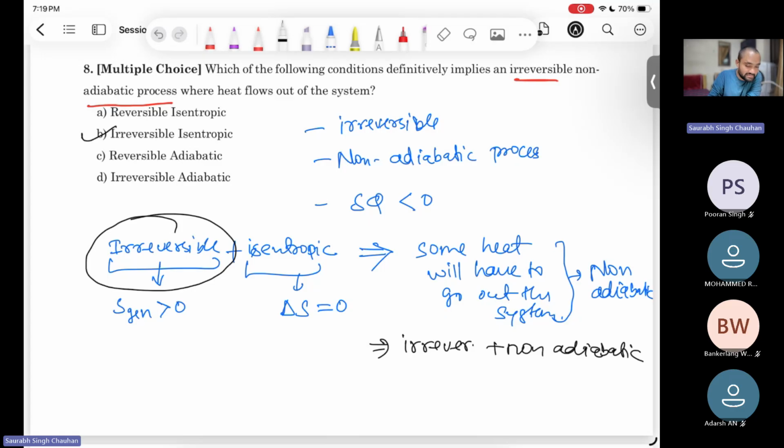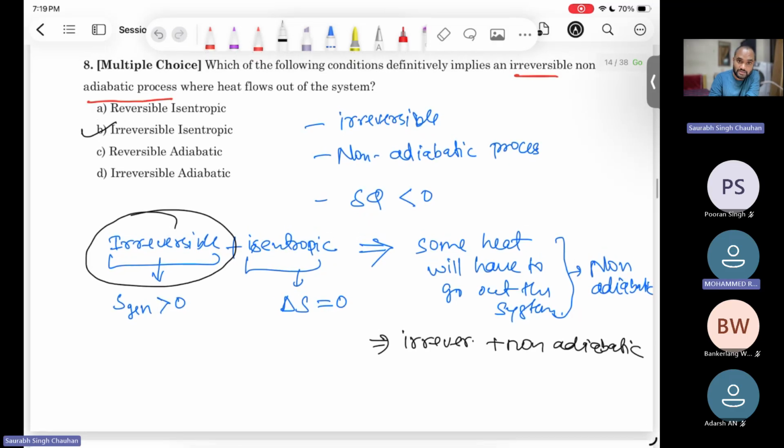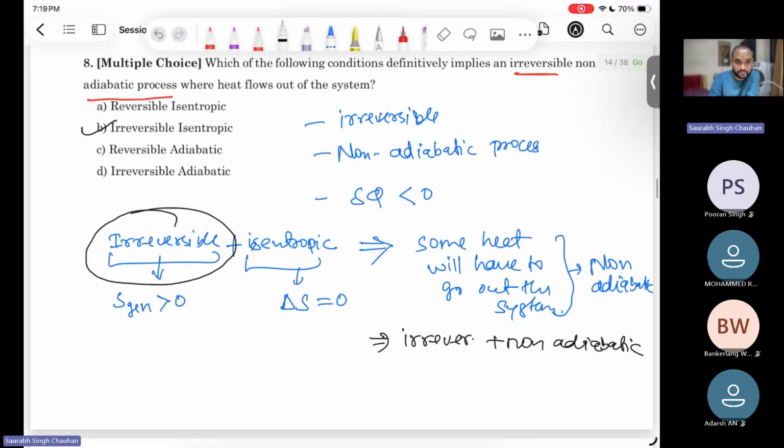So for option B, it is irreversible. That means some entropy is generated. But isentropic means entropy change has to be zero. So that means some entropy has to go out so that you can have zero entropy change. If entropy is going out, that means it will have to go out with the heat. So heat will go out, then it is not adiabatic. Okay. So it implies that it is irreversible, non-adiabatic.